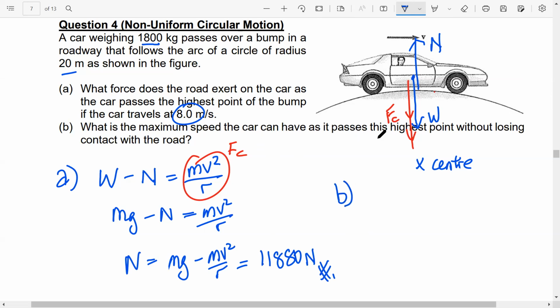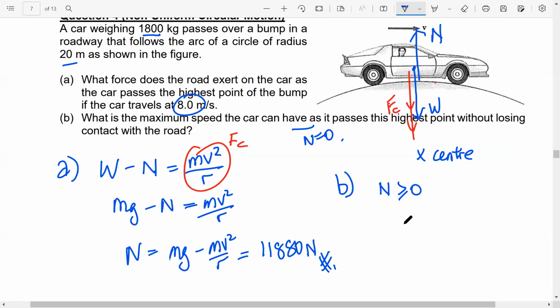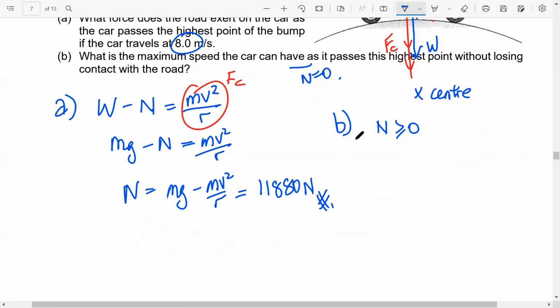What is the maximum speed as it passes the highest point, that it can have without losing contact? Regardless of maximum or minimum speed, you can always set N equals to 0 to solve. You could also solve by inequality if you want to. So to simplify things, you can just use N equals to 0 to solve. But here I'm going to use inequalities to show you.